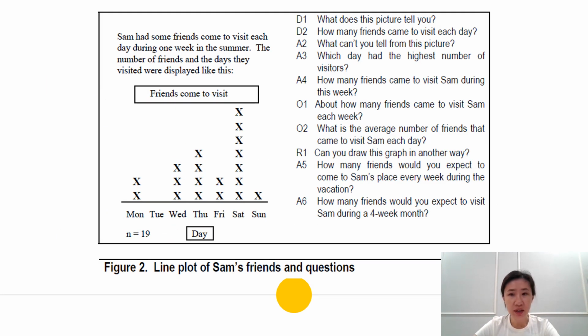All right, so here is the list of questions that we've discussed earlier. At the description level, which is describing data, we have D1 and D2. We have the O level, which is the organization level, O1 and O2. Then we have the R level, which is the representation of data that requires them to re-represent the data in other forms. And then we have the A level, which requires them to analyze and interpret the data based on what is given and what is not given in the diagram.